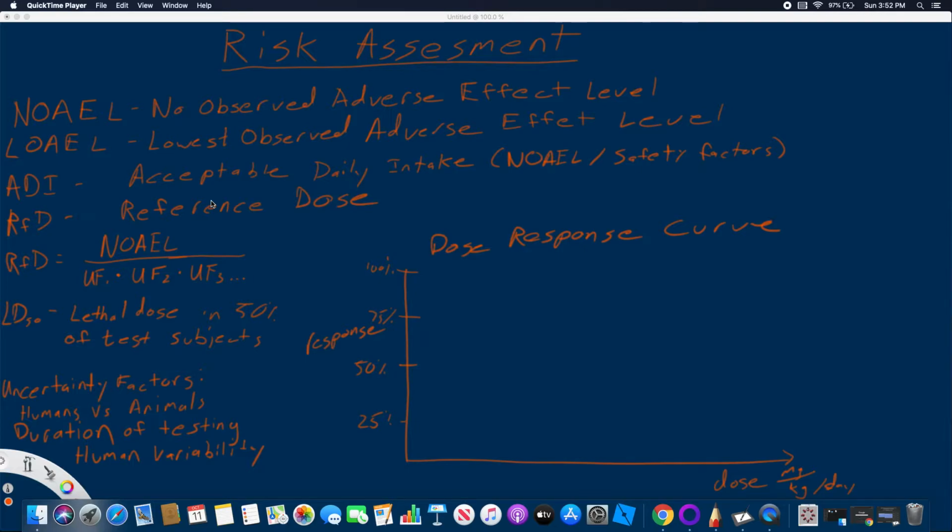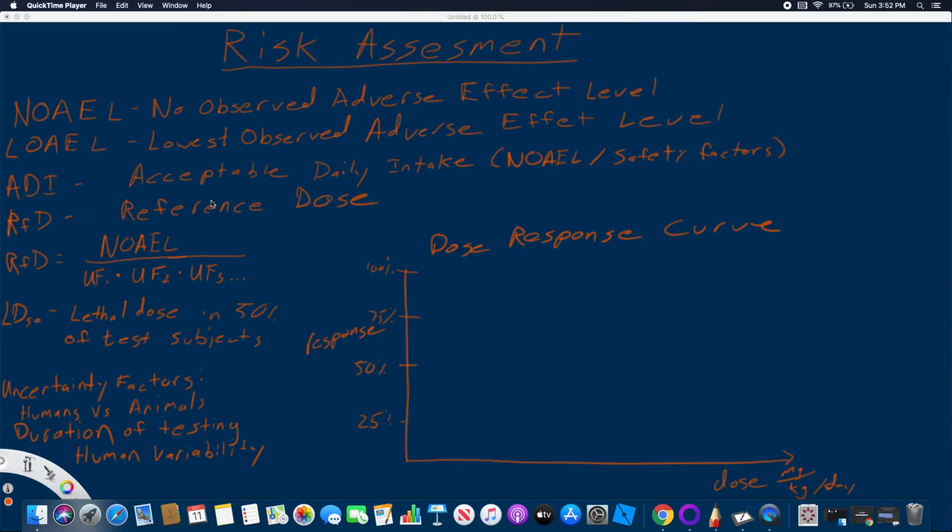And we account for that by basically applying factors of 10, usually, of uncertainty to lower what we would consider an acceptable daily intake, basically. So that's basically how risk assessment works. In terms of the FE exam, any of these topics could come up.